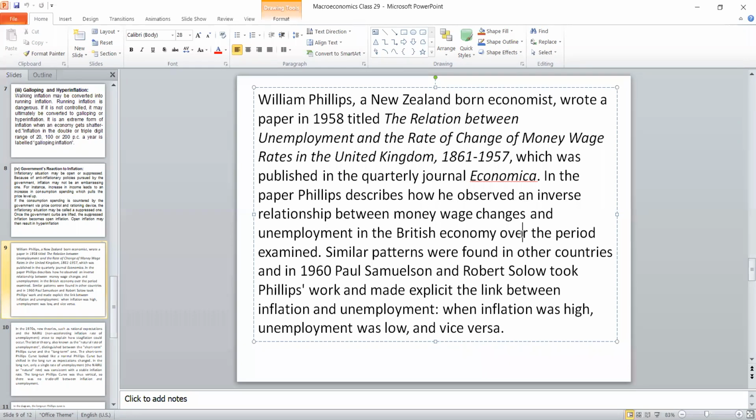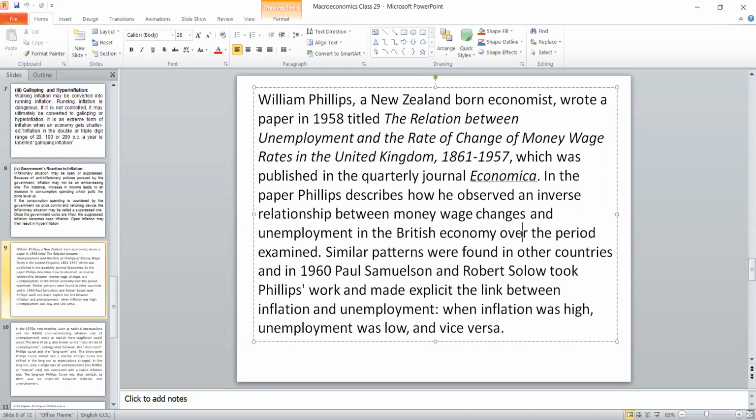These are his words: there will be an explicit link between inflation and unemployment. When inflation was high, unemployment was low, and vice versa. So when you correct the unemployment problem, it is easy to handle the inflation. For that, he took nearly 96 years of data from 1861 to 1957.